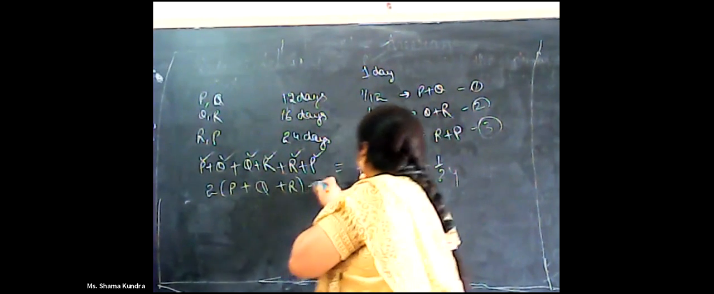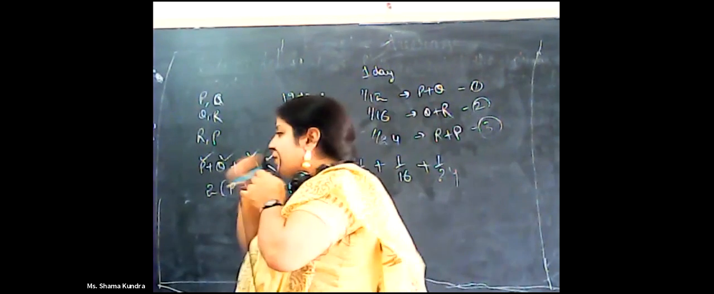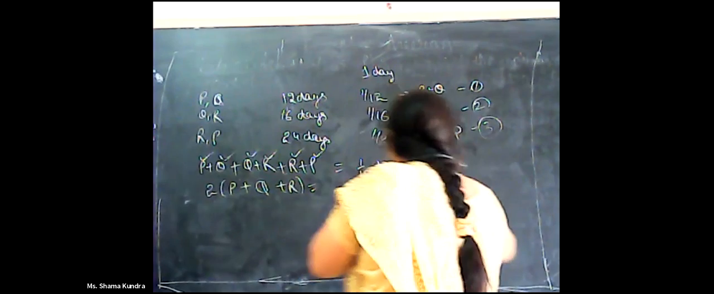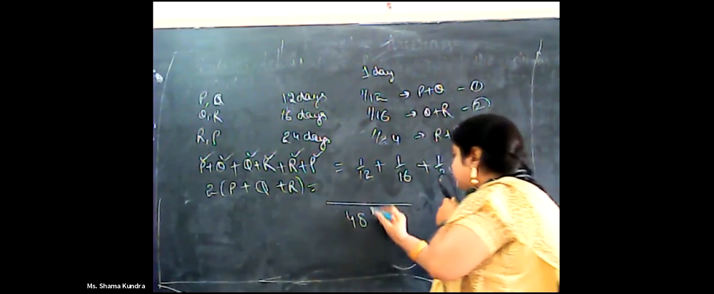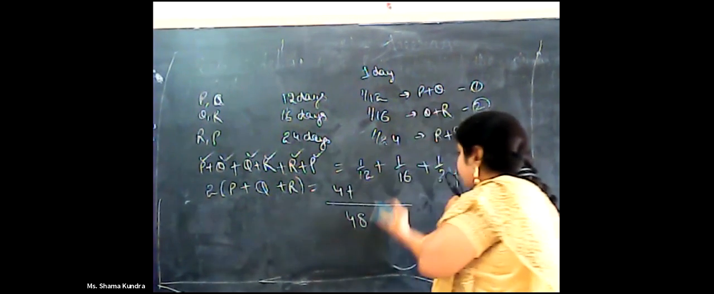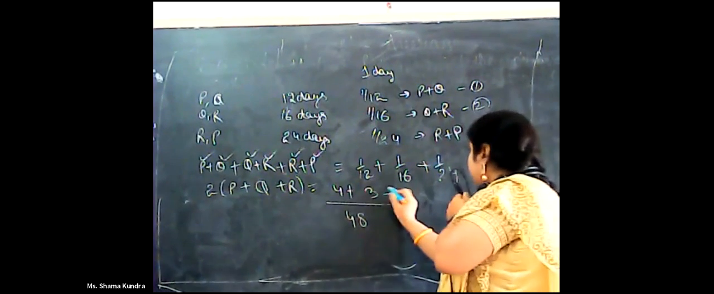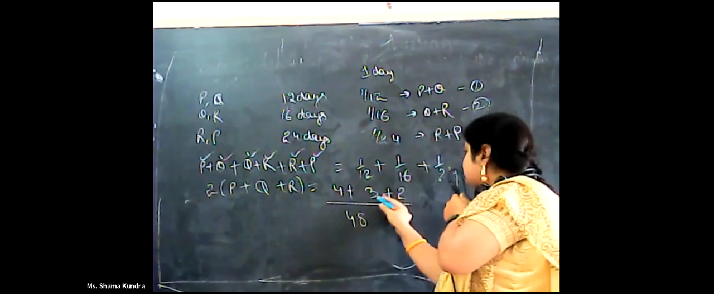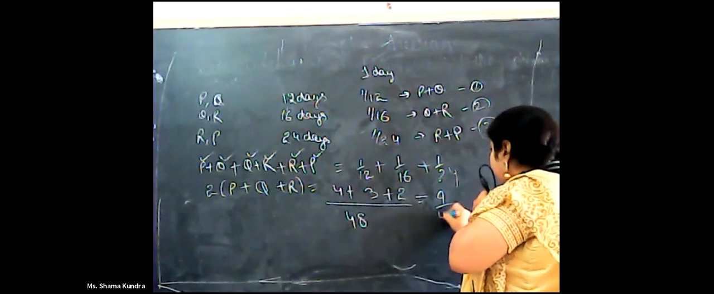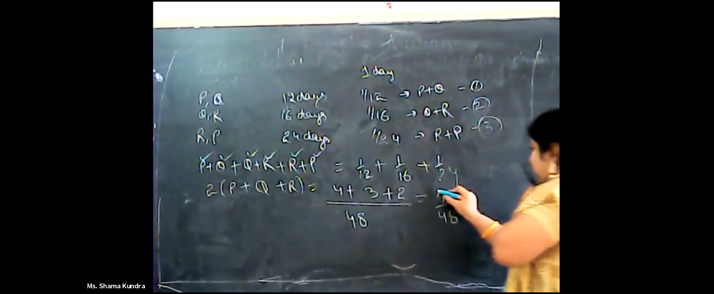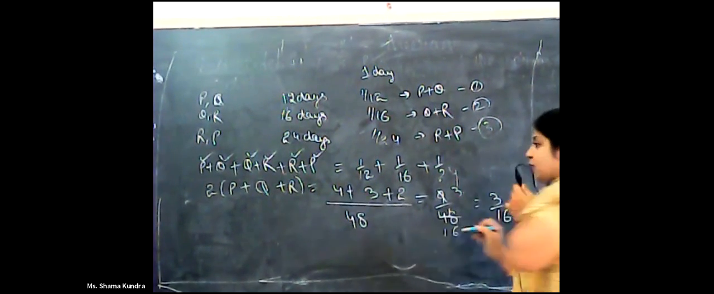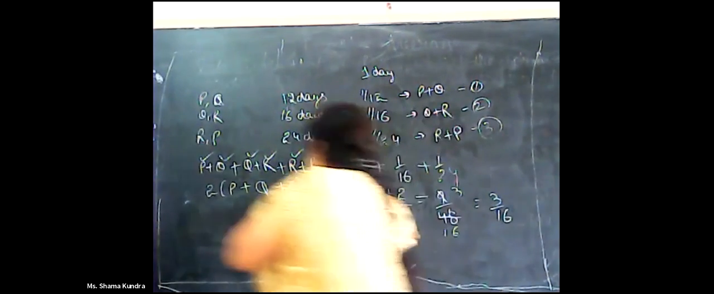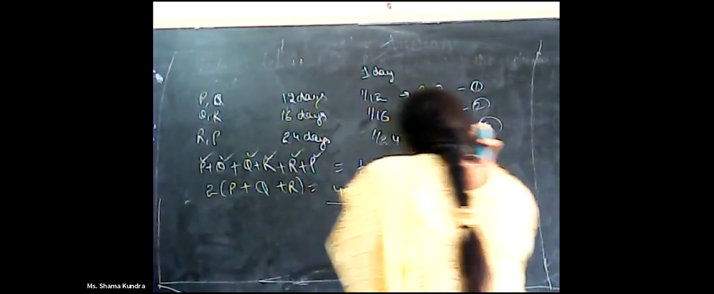Okay, now taking LCM over here, what you will get? 48. Now divide 12 with 48: 4. 16 with 48: 3. 24 with 48: 2. Now add 4 plus 2, 6. 6 plus 3, 9. You will get 9 upon 48. On 3 table, 3 3s are 9, 3 16s are 48, you will get 3 by 16. So P, Q, and R, 2 times P, Q, and R, it will be 3 by 16.